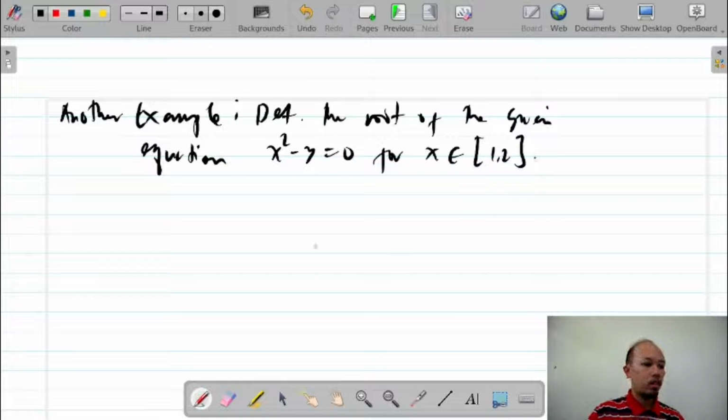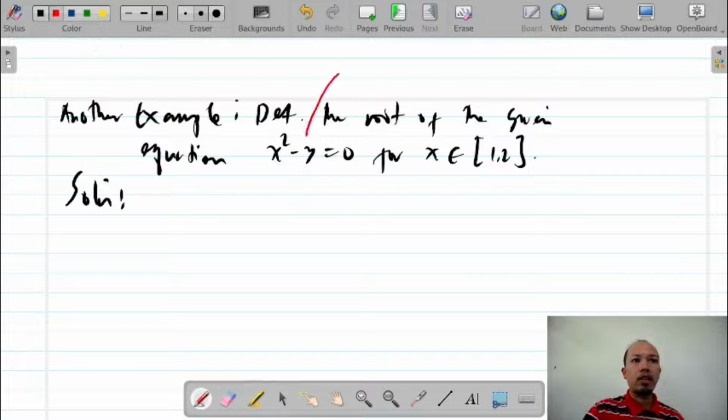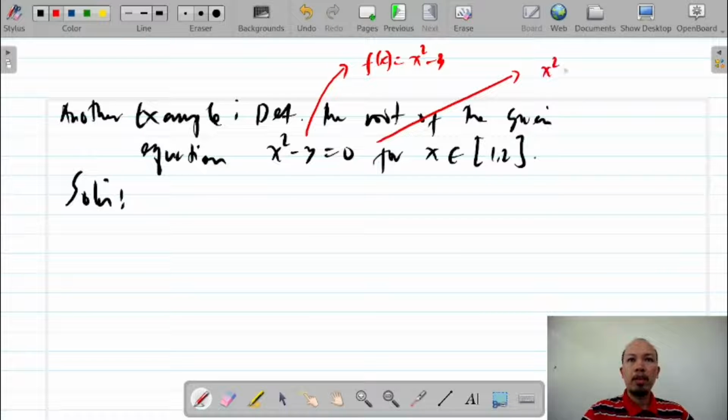Okay, so solution. As you can see, we will write this one first as a function. We will write this one as f of x is equal to x squared minus 3 is equal to 0. So clearly, if you try to solve it by hand, we have x squared is equal to 3, or x is equal to plus and minus square root of 3.